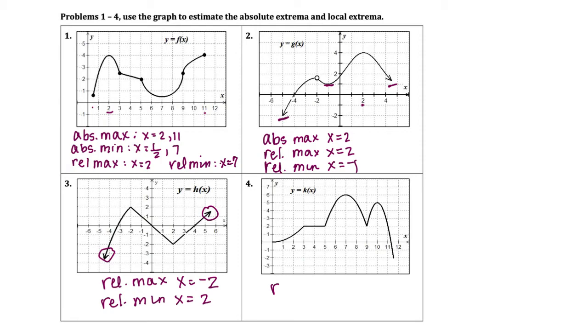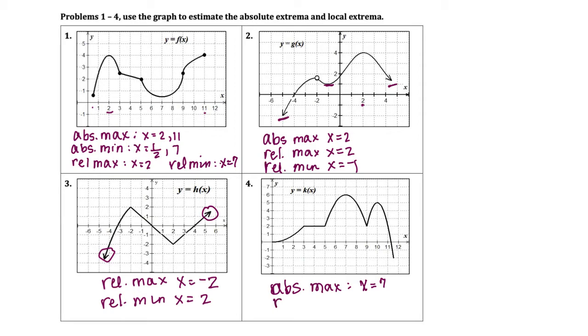Now this one, it looks like it is stopping. There's no arrows there, so we can go ahead and talk about absolute max for this. And it looks like the absolute max is going to happen at 7. And we can have an absolute. On this one, I don't think we will have an absolute min from the way this graph is drawn.